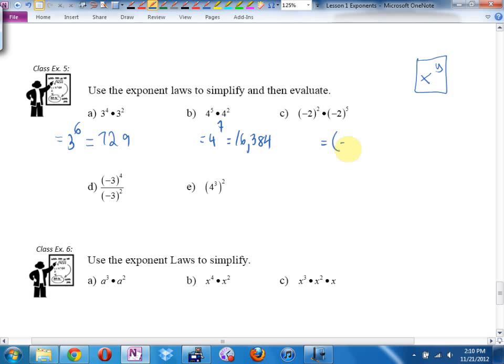C. The negative 2 is in brackets, so negative 2 to the what? To the 7th. Will my final answer be negative or positive? It's going to be negative. Put it in brackets when you type it on your calculator. Bracket, negative 2, close bracket. 2, 4, 8, 16, 32, 64, I think 128, yeah.